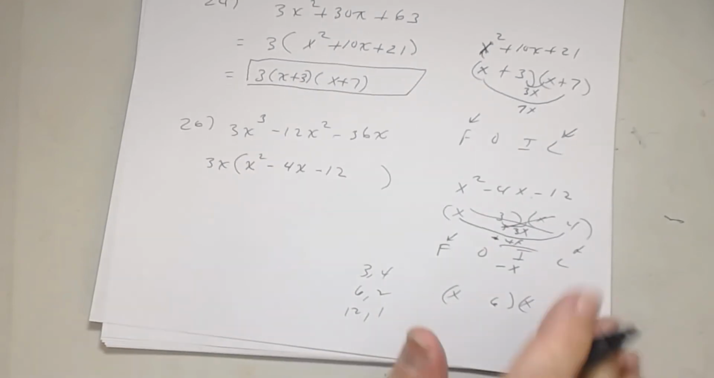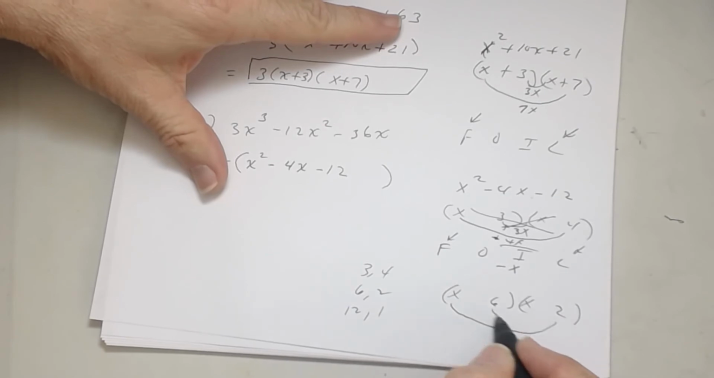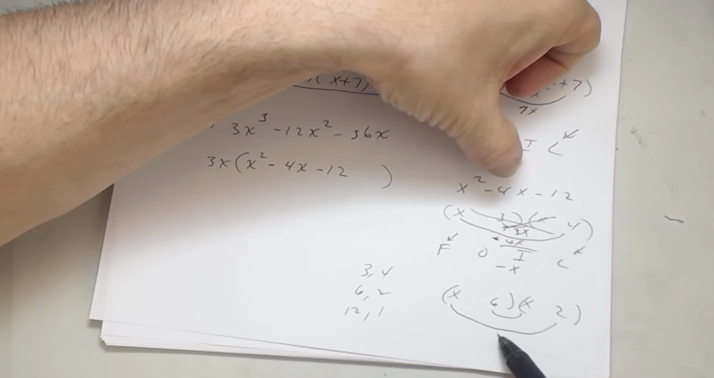Last sign's negative means these signs are different. So the larger of the outer and inner will take the middle sign, negative. What's the outer here? What's the inner? So 6x is going to be negative, 2x is going to be positive. I'm going to add them up. What do I get? So that's what I wanted.